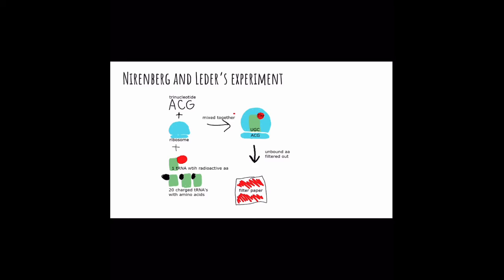So they mixed everything together, and they ended up filtering out unbound amino acids. And at the end, they used filter paper to decide if it was radioactive or not. If it was radioactive, they knew that the trinucleotide used codes for the bound amino acid. And they ended up finding 61 codons at the end of their experiment.